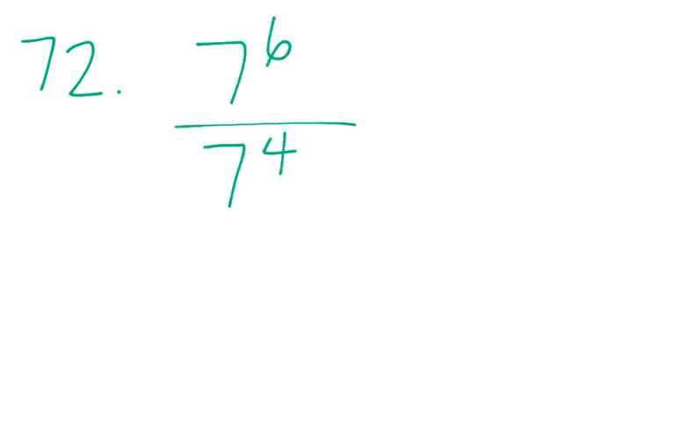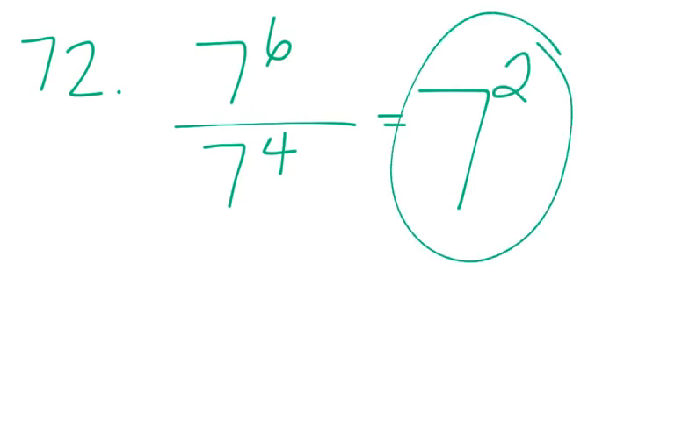All right, number 72. We have 7 to the power of 6 divided by 7 to the power of 4. Now remember, when you are dividing and both of the exponents are positive, you're going to subtract. Keep the base and subtract. This is if the base is the same, which for our purposes most of them will be, with the exception of number 74, and we'll handle that when we get there. So keep the base, 7. 6 minus 4 is 2. Your answer is 7 squared for number 72.